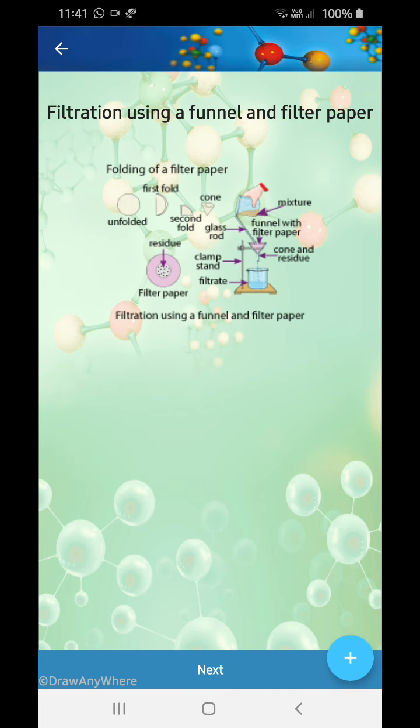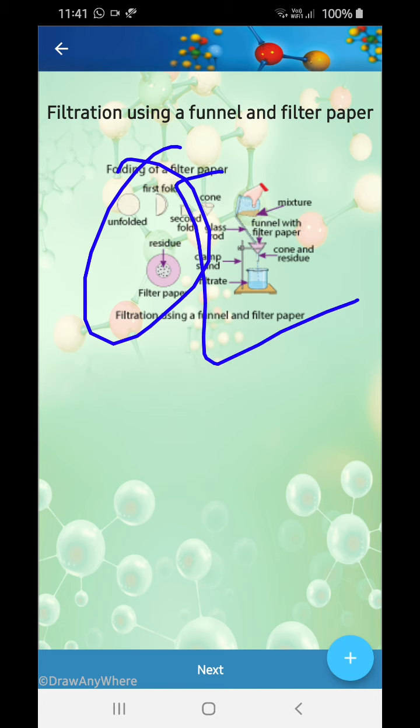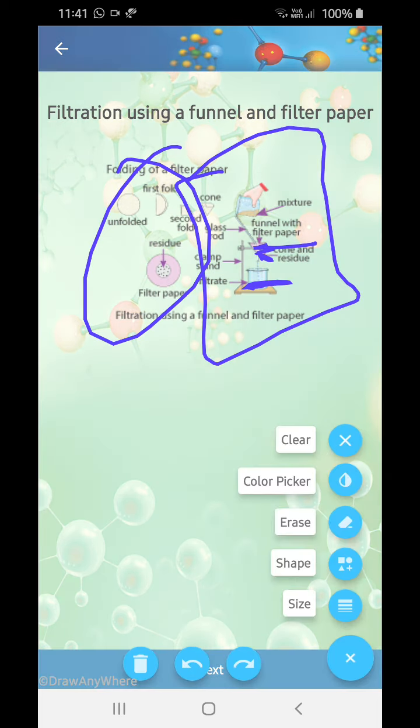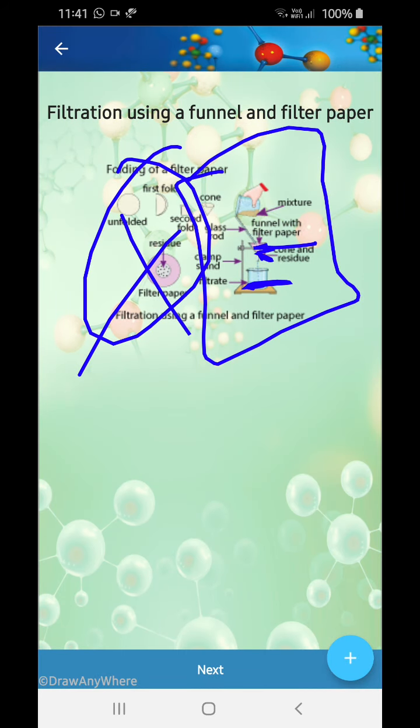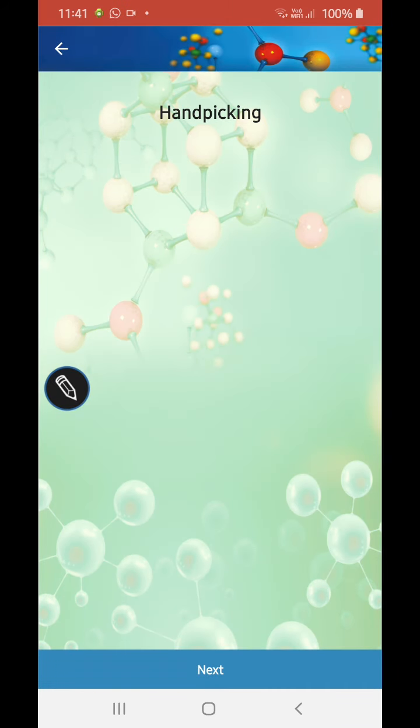Filter paper. Now see, you don't have to learn all these things. These are not important. Just learn this type of diagrams. What happens? You just pour the sand and solution mixture over here. The sand will remain over here, which is the residue. And the filtrate, which is the pure water, will go over here. Don't need to learn all this. This is just for craft work. No need to learn all this.